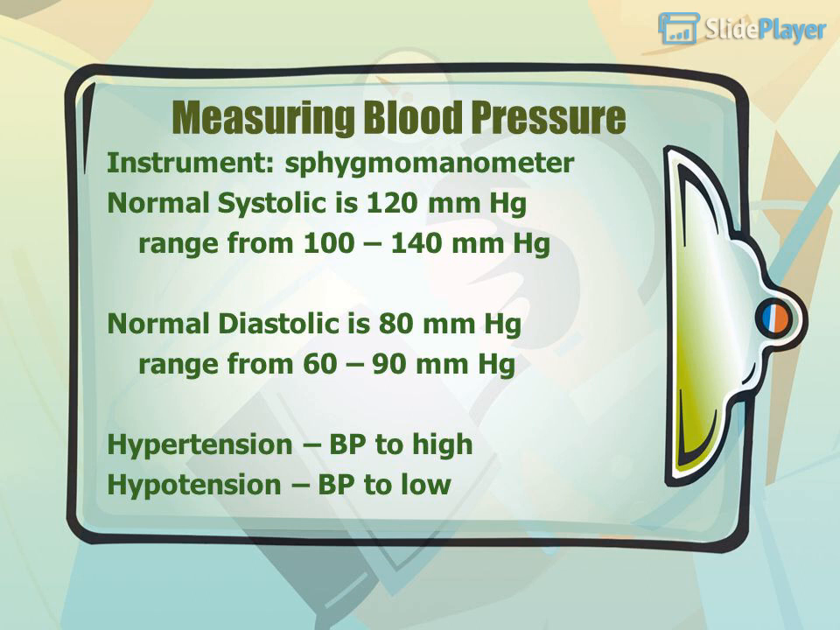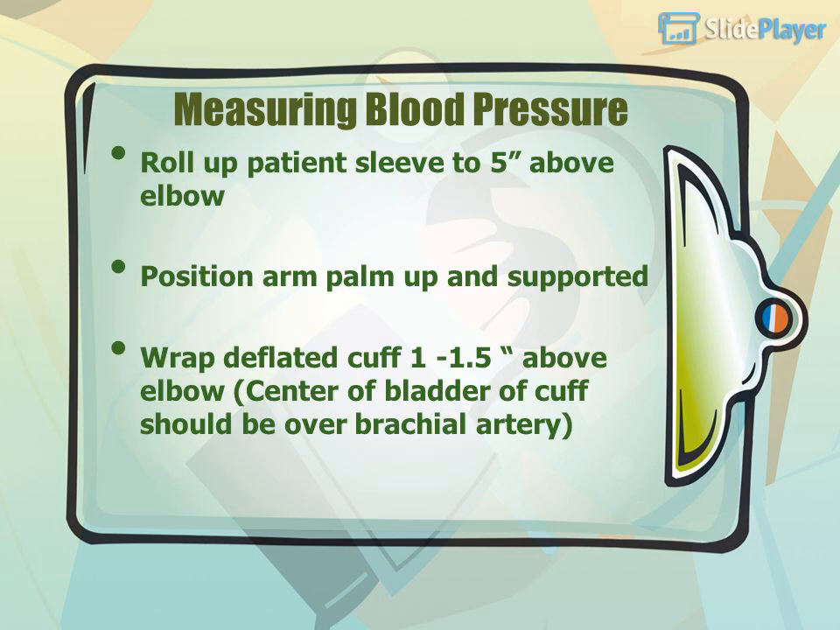Hypertension, BP too high. Hypotension, BP too low. Measuring blood pressure: roll up the patient's sleeve to 5 inches above the elbow. Position the arm palm up and supported. Wrap the deflated cuff 1 to 1.5 inches above the elbow, with the center of the bladder of the cuff over the brachial artery.